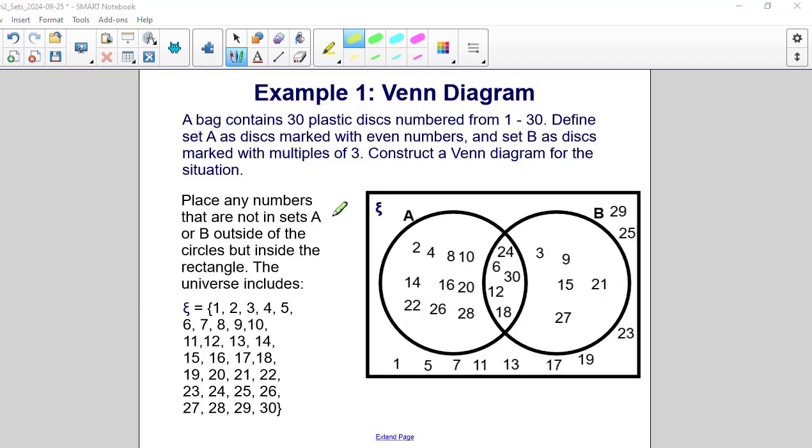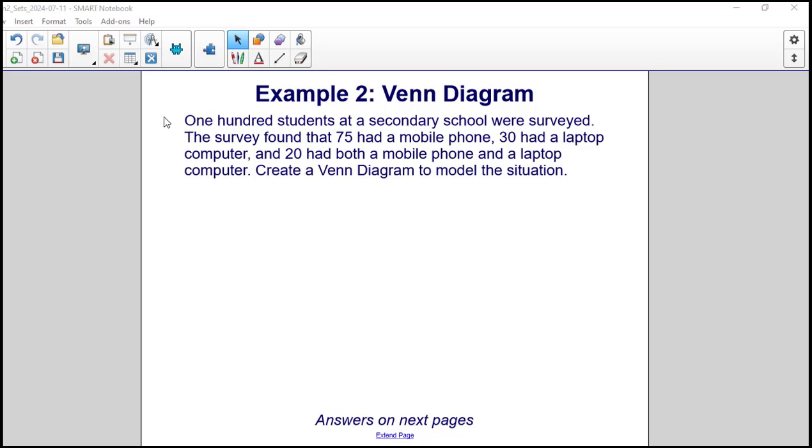Place any numbers that are not in sets A or B outside the circles, but inside the rectangle. The universe includes all the numbers on plastic discs that are numbered from 1 to 30. So anything that is not in set A or set B is going to be placed outside the circles but inside the rectangle. They would be 1, 5, 7, 11, 13, 17, 19, 23, 25, and 29. Those are the numbers that are in part of the universal set, but not in either set A or set B.